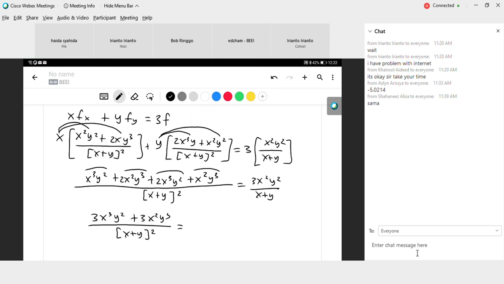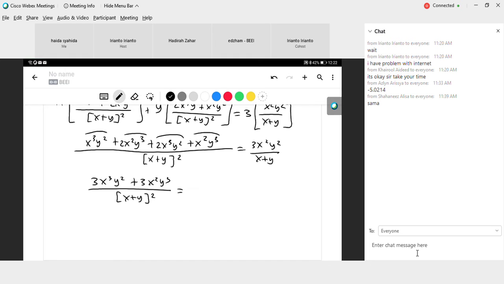Yes. So what can we do next for the left side? I can take out 3x squared y squared. If I take out 3x squared y squared from here, it will leave me only x. And if I take out 3x squared y squared from here, it leaves me only y. Correct? Divided by x plus y squared.